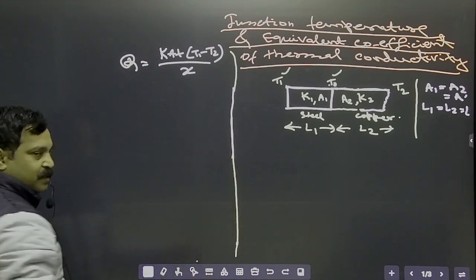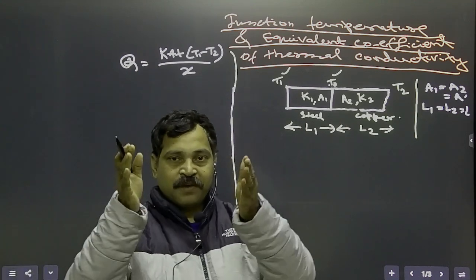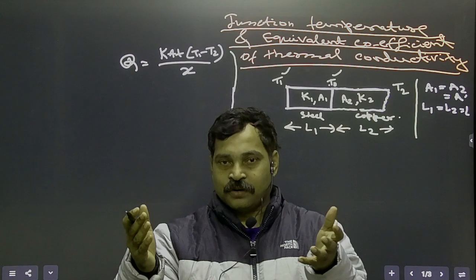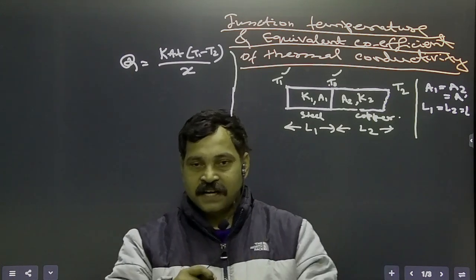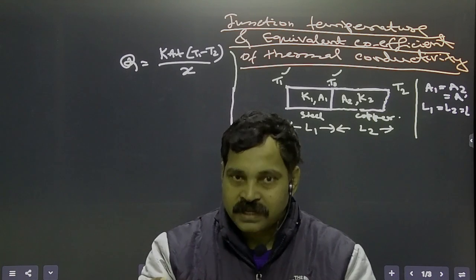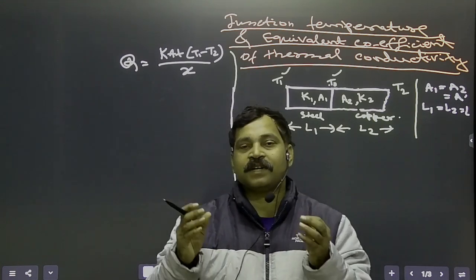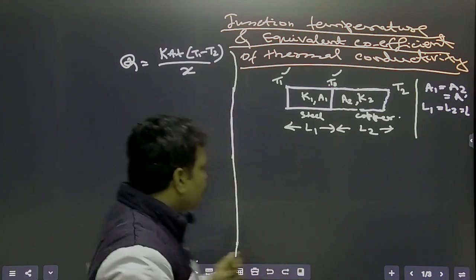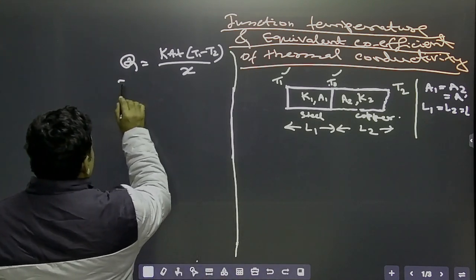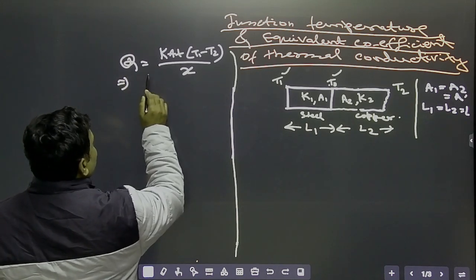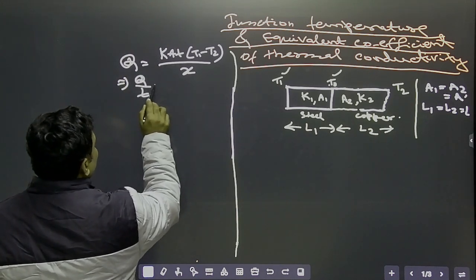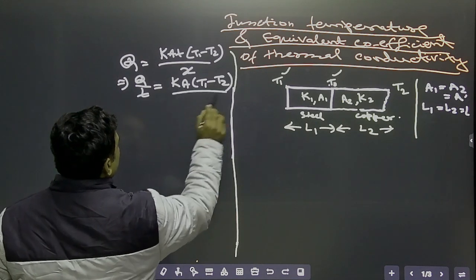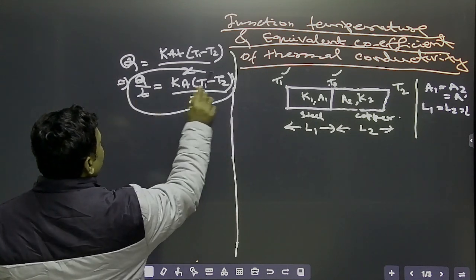In our earlier derivations we have already discussed this. Suppose we have a cubical body, then from one phase to the other phase, the amount of heat transfer is directly proportional to the cross sectional area, directly proportional to the time, directly proportional to the temperature difference, and inversely proportional to the thickness, that is the distance between the two phases. Similarly, if we want the rate of heat transfer, then Q by t will be equal to KA (T1 minus T2) upon X. So this formula we will be using here.